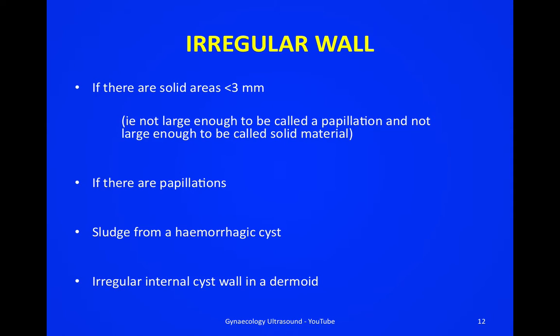Irregular wall. This is if there are solid areas less than 3 millimeters, not large enough to be called a papillation and not large enough to be called solid material. Or if there are papillations, or if there's sludge from a hemorrhagic cyst, or if there's an irregular internal cyst wall in a dermoid.